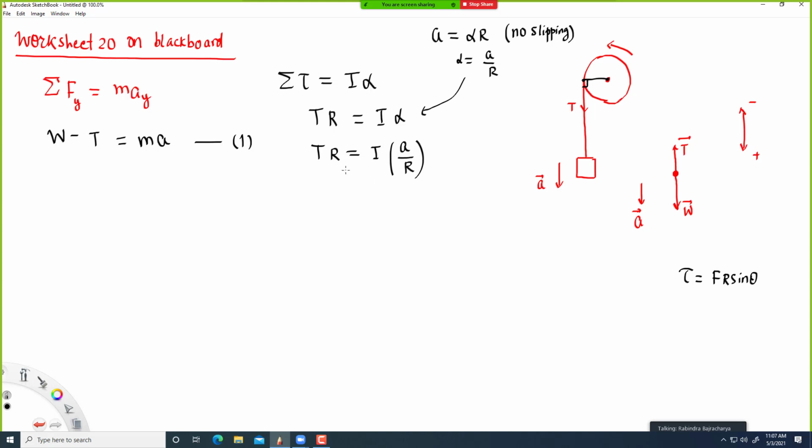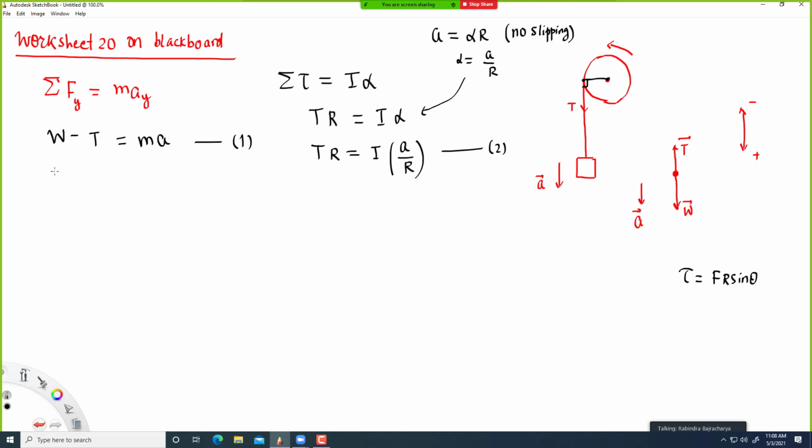In this equation also we have two unknowns, T and A. So we have two equations with two unknowns. All we need to do is eliminate one of the unknowns. You either eliminate T or eliminate A, whichever you want to do. So let's eliminate T.